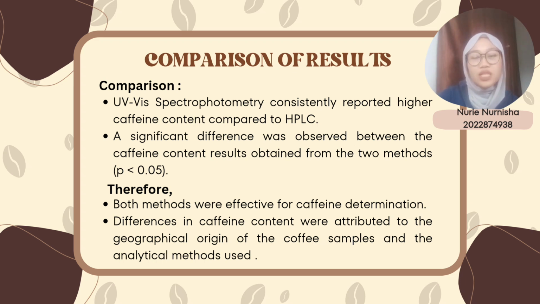So, UV-visible spectrophotometry consistently reported higher caffeine content compared to HPLC. A significant difference was observed between the caffeine content results obtained from the two methods, which is P is less than 0.05, and therefore, both methods were effective for caffeine determination.